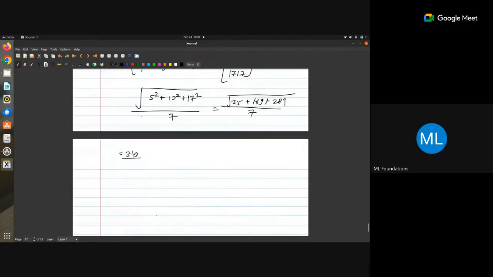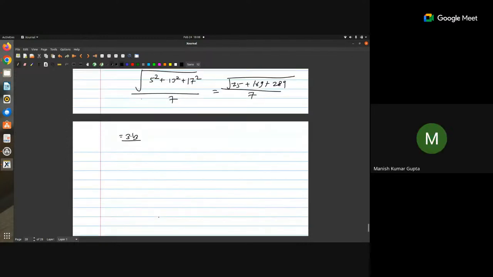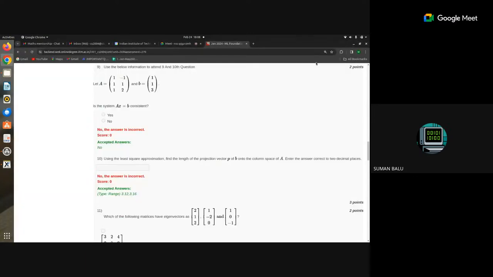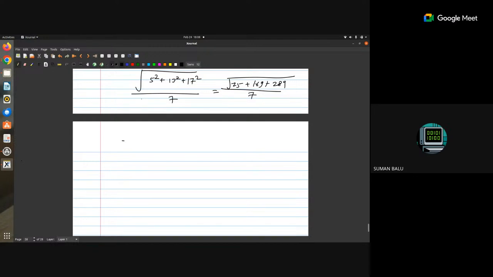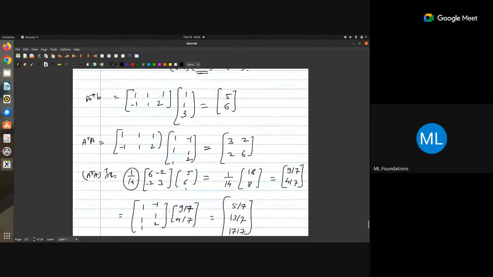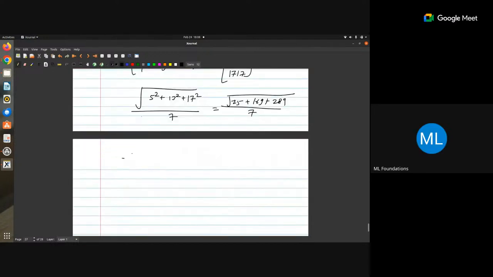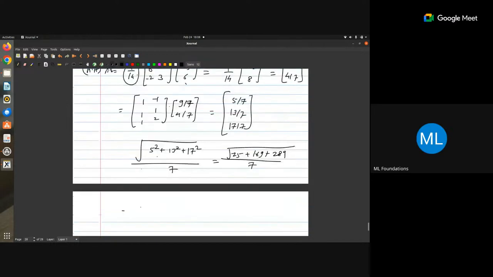So question 5, can you solve? Sir, just add on this. In case we have to find the error distance, then we should subtract it from B. Is that right? Yeah. So this is a projection, right? Then you have to subtract this vector from B. Okay. And after that, you have to do this kind of thing.